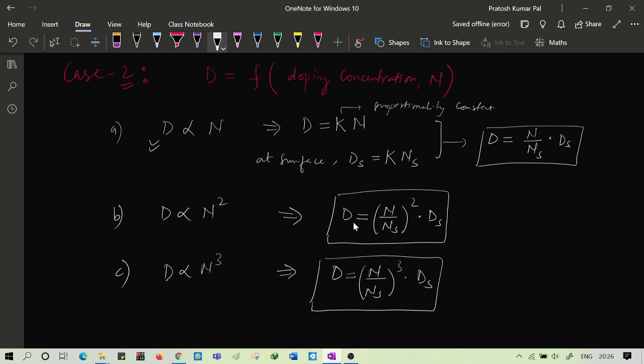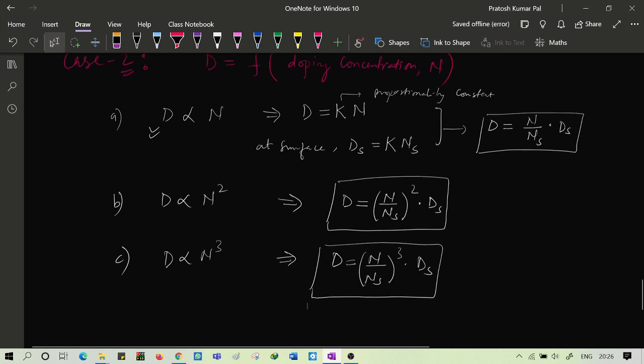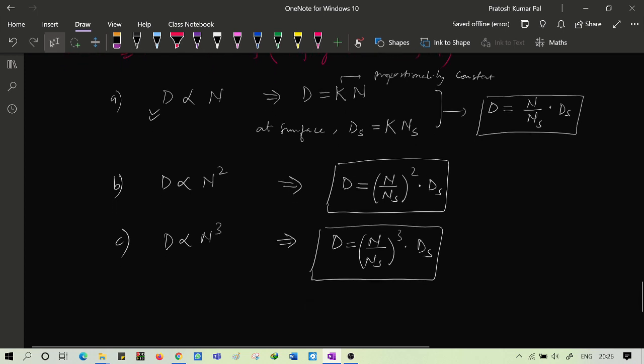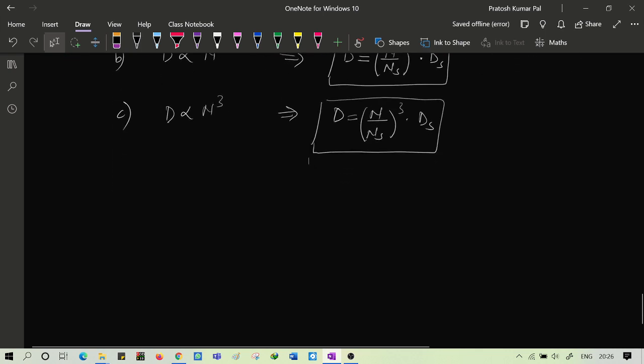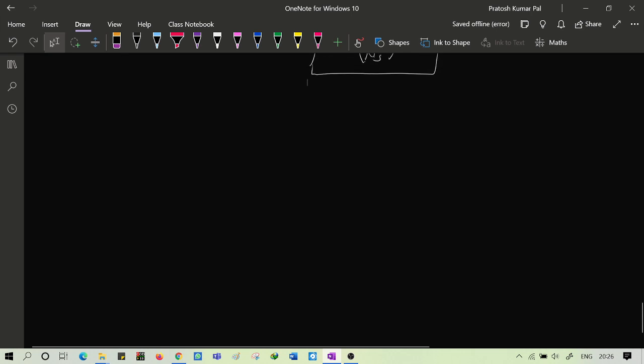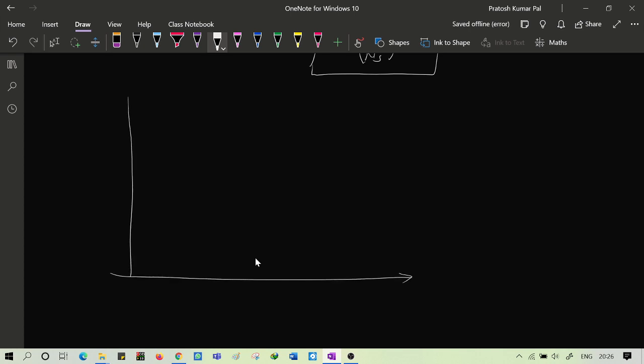Okay, so this is how the diffusion coefficient is going to vary with respect to the doping concentration, or the concentration of dopant atoms basically. So now we will plot this for different values of n by ns.